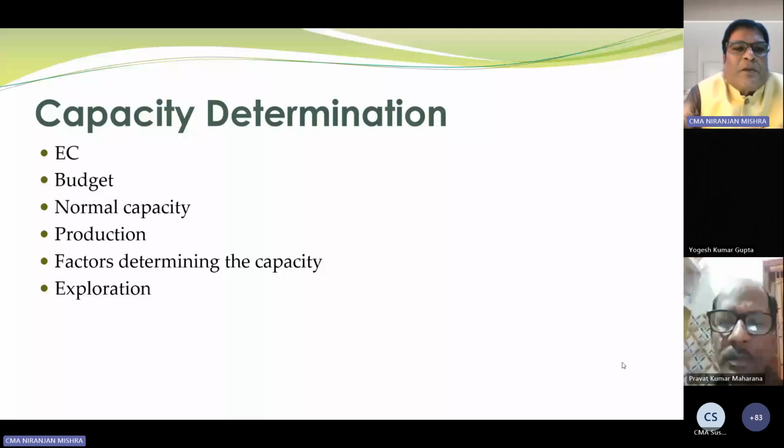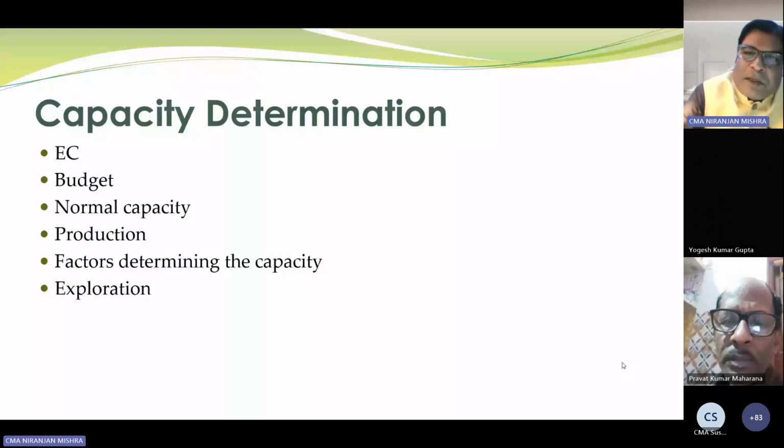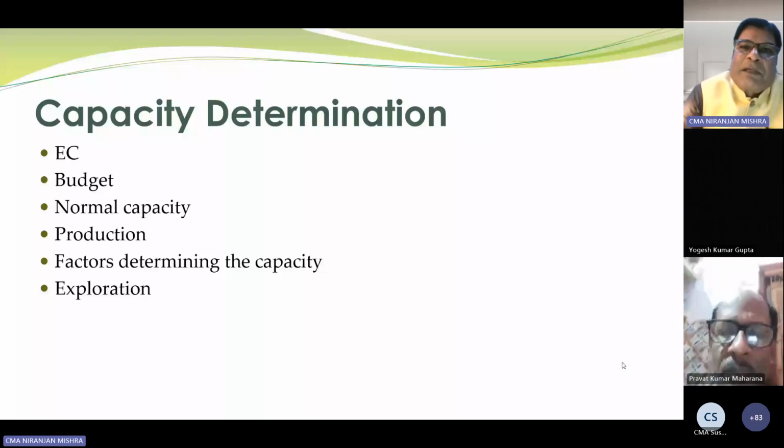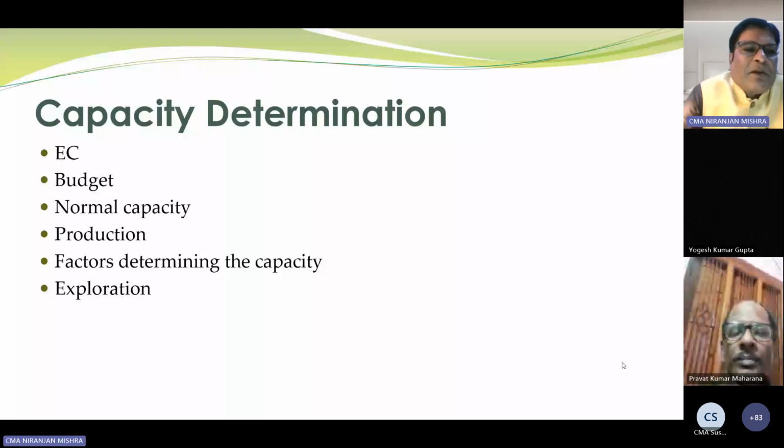Normal capacity is fixed on the basis of past productions, the average production of the past 3-4 years. We have to fix the normal capacity, because if the company is producing less than the normal capacity, then the fixed overhead will be under absorbed. That's why the company has to determine the normal capacity or budget capacity. Then production means actual production capacity.